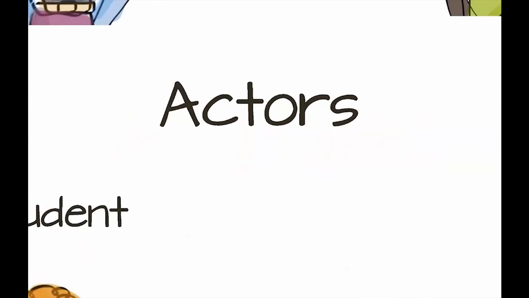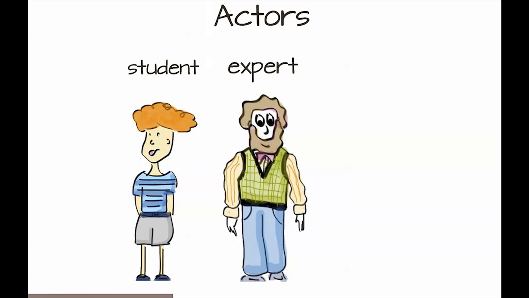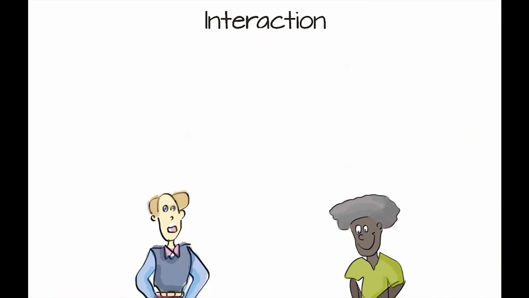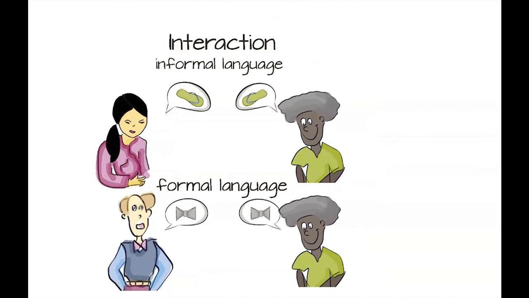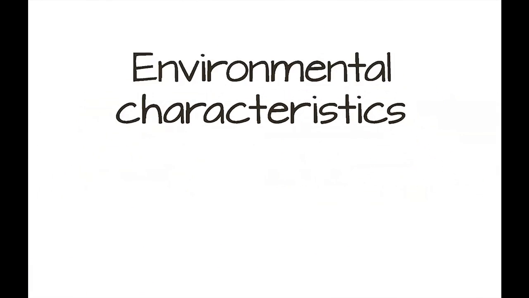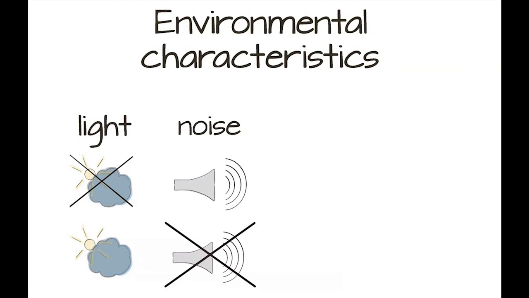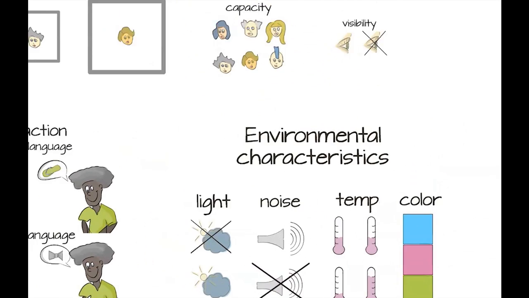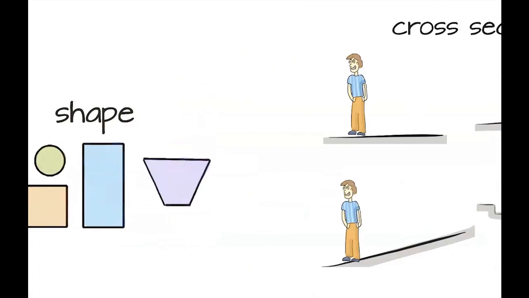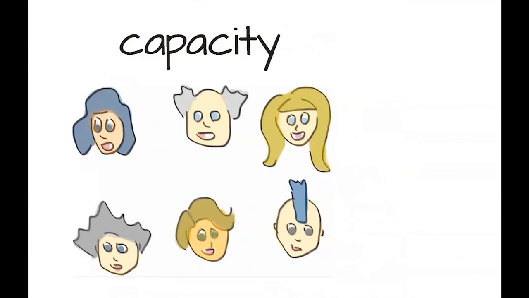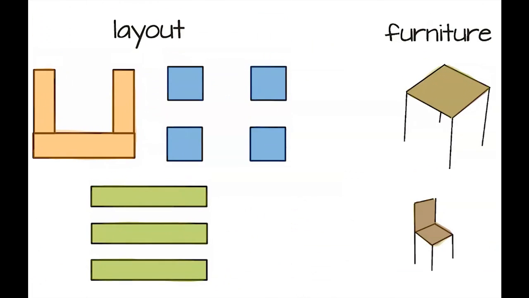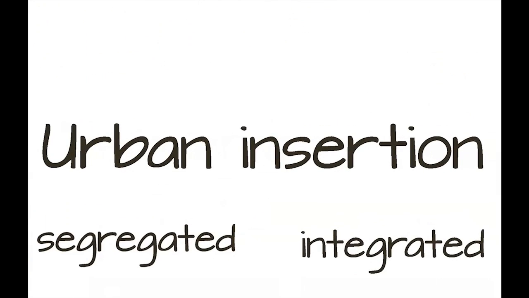Three actors were defined according to Latour's actor-network theory: student, expert, and object. The interactions are typified according to several criteria, for example, communication type, formal and informal language. The most significant environmental characteristics were considered: light, noise, temperature, color. Regarding morphology, we analyzed the concise characterization of the shape, cross-section, size, capacity, visibility, and configuration of the space.